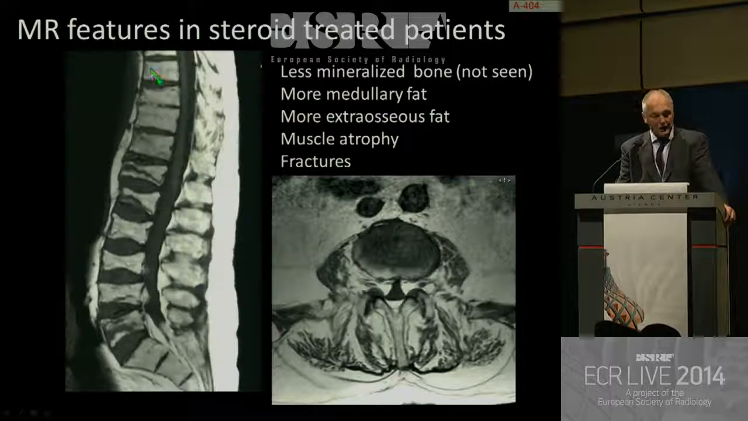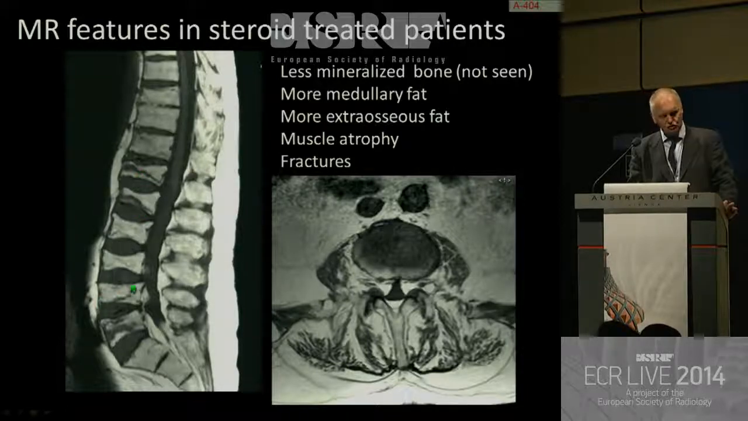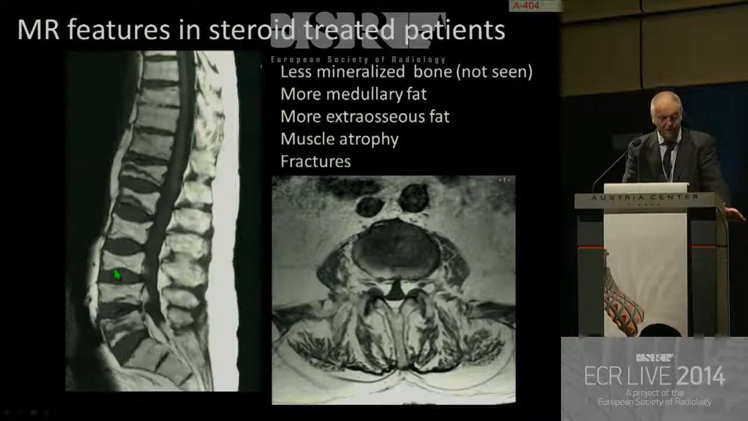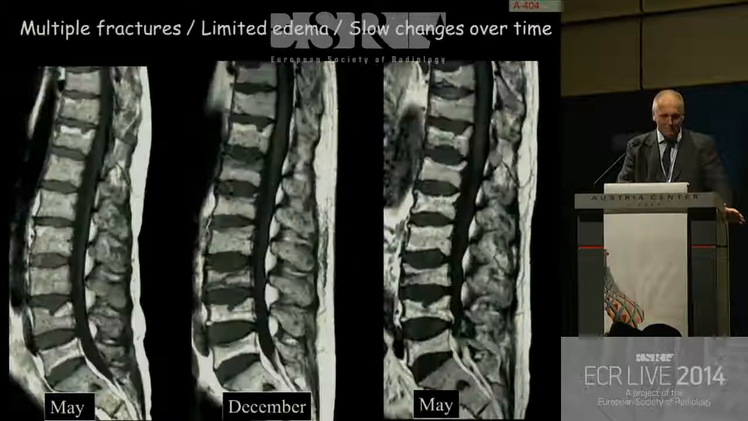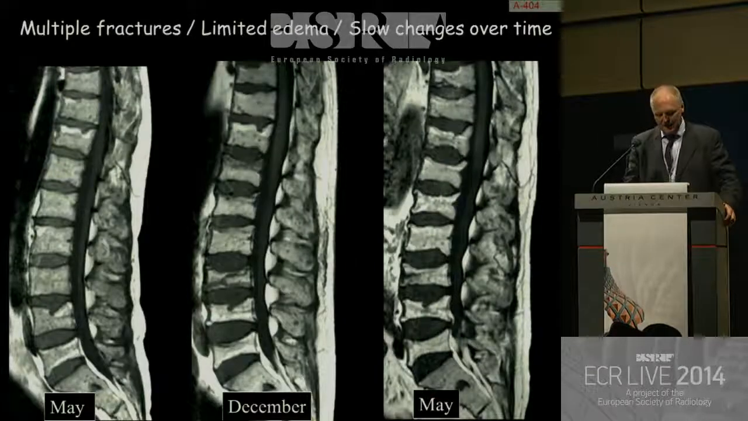On MR, you've got a too white marrow because there is lipomatosis everywhere in the soft tissue, in the muscles, in the epidural space, or in the bone marrow. And you will see the fracture. The fractures in these patients usually have a little amount of fluid around them, probably because there is not much space around because of the fat lipomatosis.